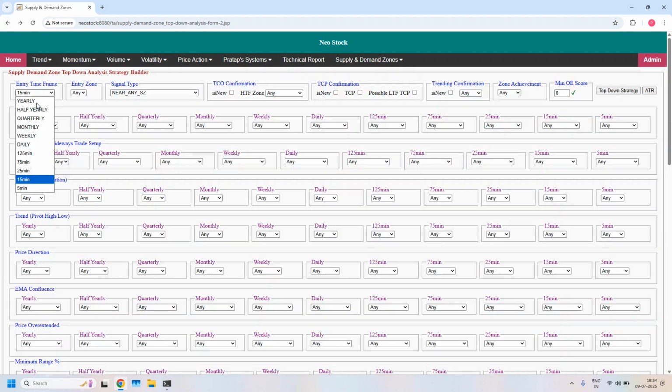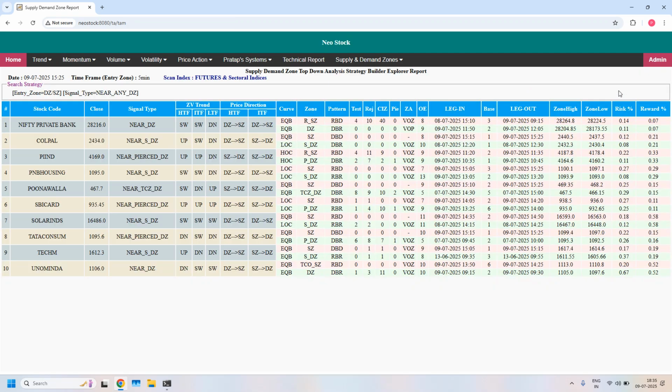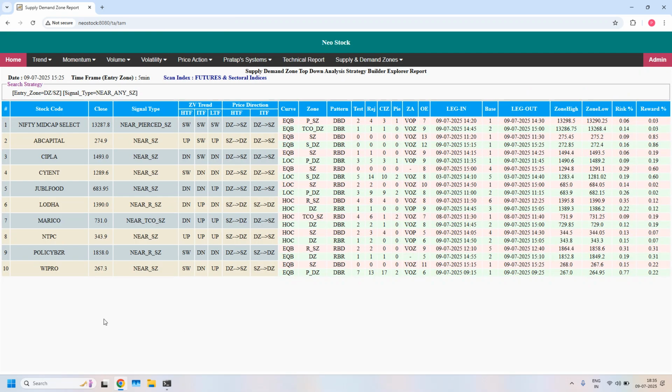Next time frame is 5 minutes. Stocks near to the 5 minutes demand zone. We got 10 stocks. Next, stocks near to the 5-minute supply zone, we got 10 stocks. So we have generated all the reports for stocks near demand and supply zones.